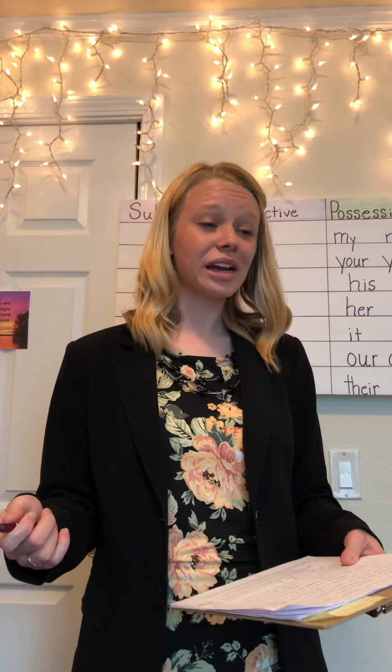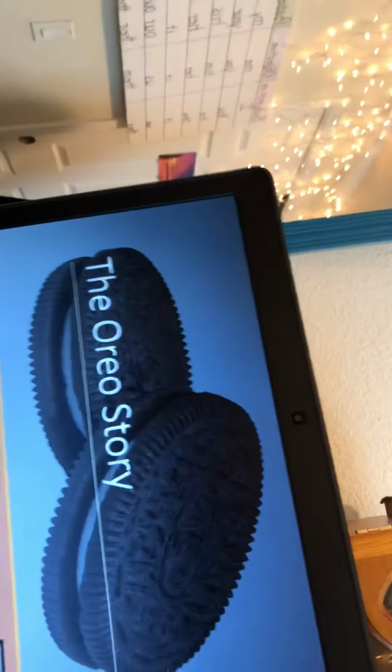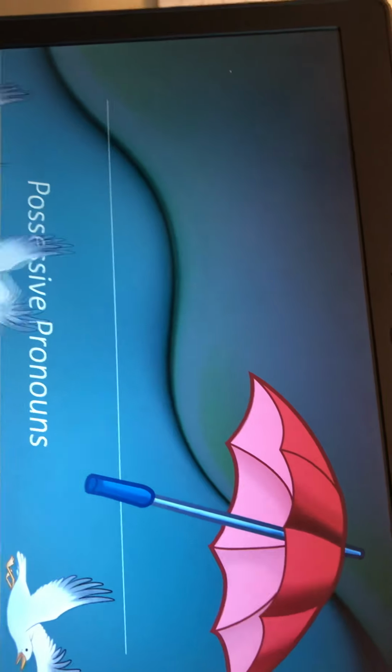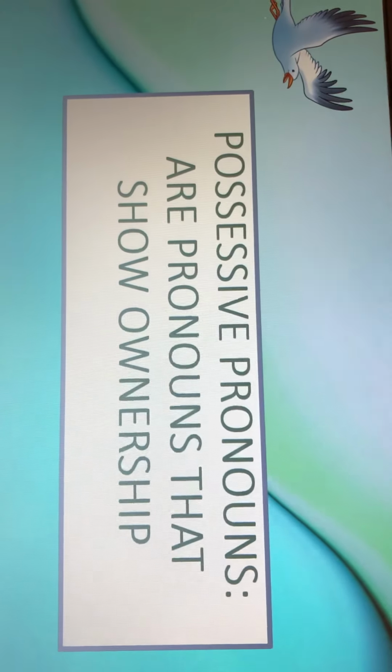Well, that funny story reminds me of what we're going to be learning today. We're going to be learning about possessive case pronouns today. The possessive case pronouns, as you can see here, show ownership. Possessive case pronouns show ownership.